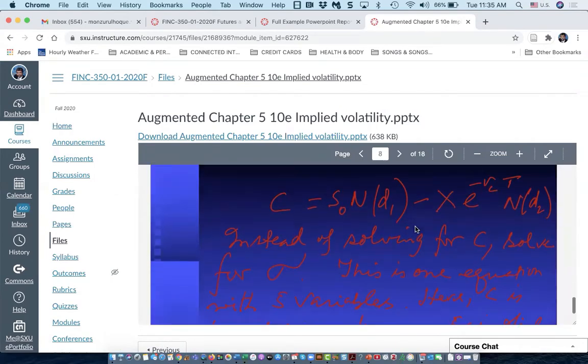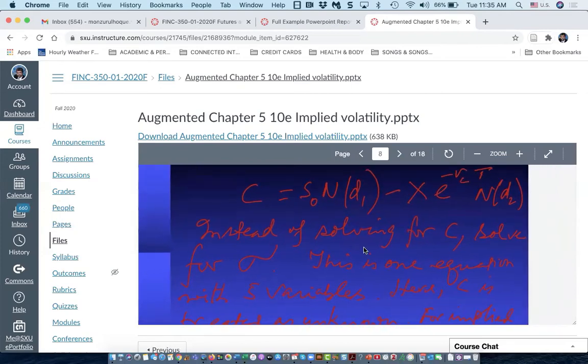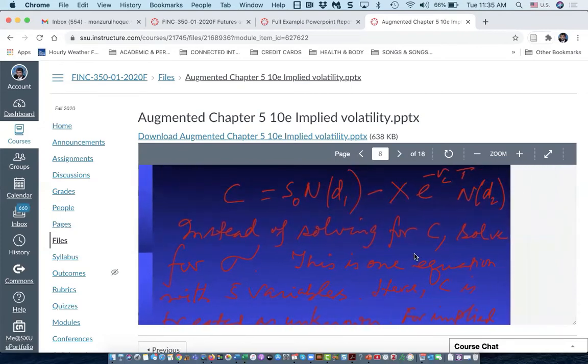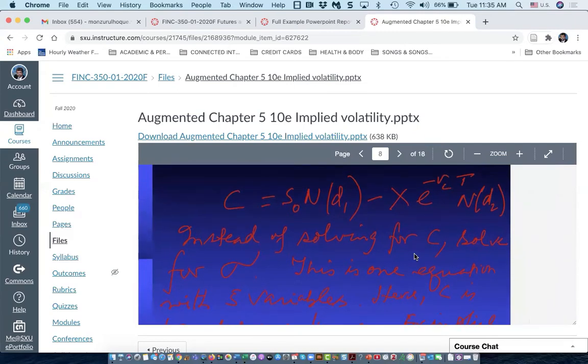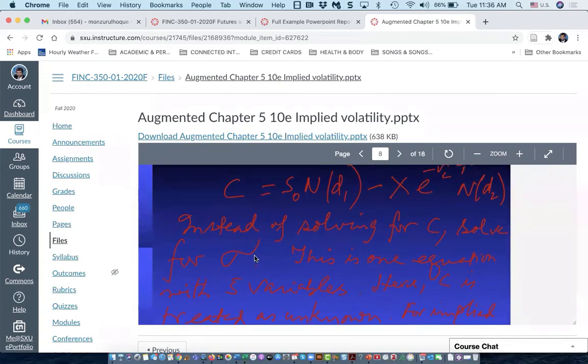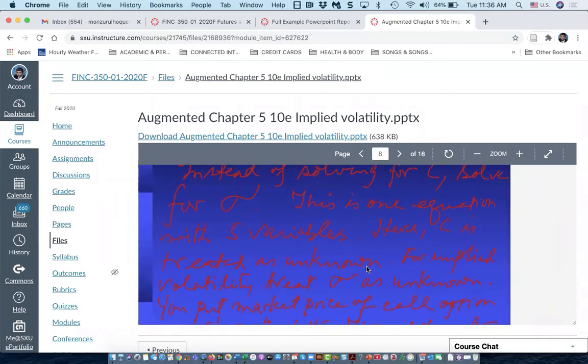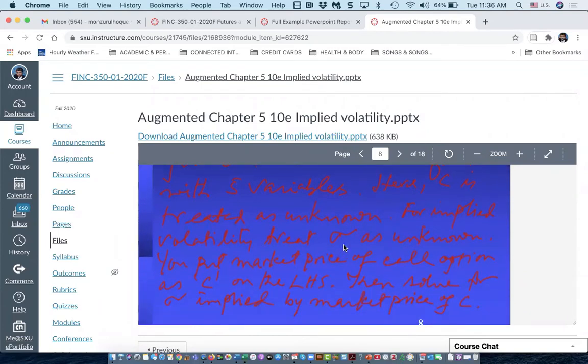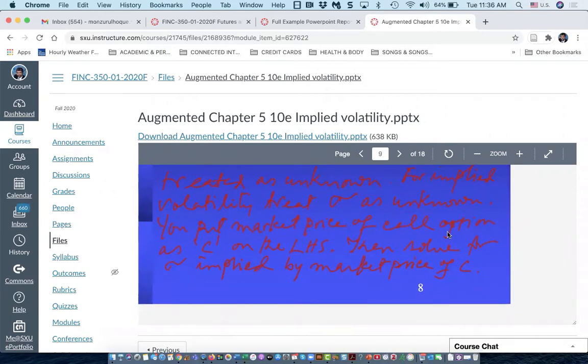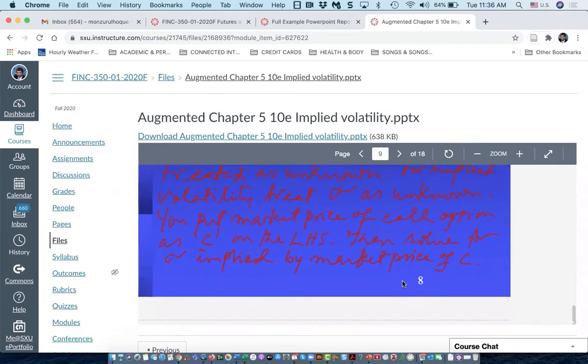And in there, I explain here. Can you read my handwriting here? I can make something of it. Yeah, good. Thank you. And so instead of solving for C, solve for sigma. This is one equation with 5 variables. Here C is treated as unknown. For implied volatility, treat sigma as unknown. You put market price of call option as C on the left-hand side, then solve for sigma implied by the market price of C. Is this clear to you?